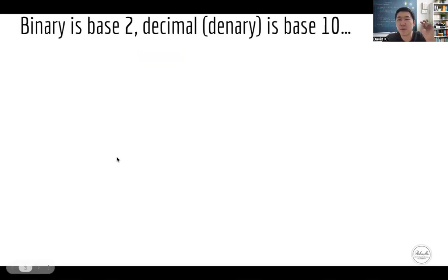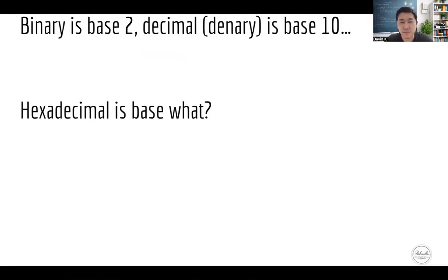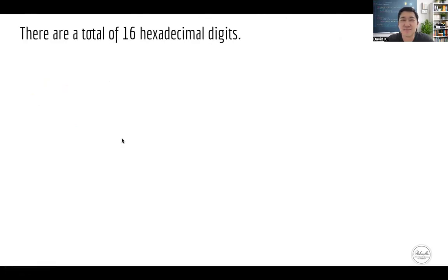Right? So if binary is base 2, decimal, aka denary, is base 10, what is hexadecimal? Well, if you look here, hexa means what? 6. Deci means what? 10. Add the two of them together, and what do you get? 16. So again, I'll ask you, hexadecimal is base what? That's right, it's base 16.